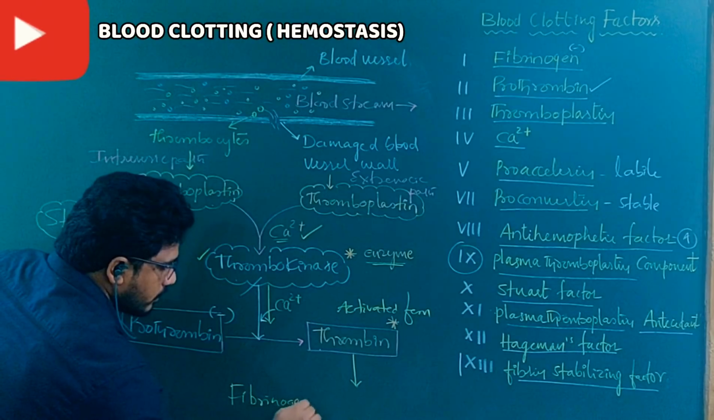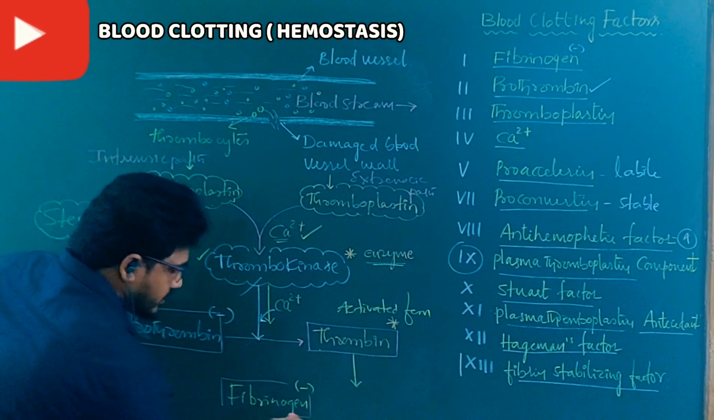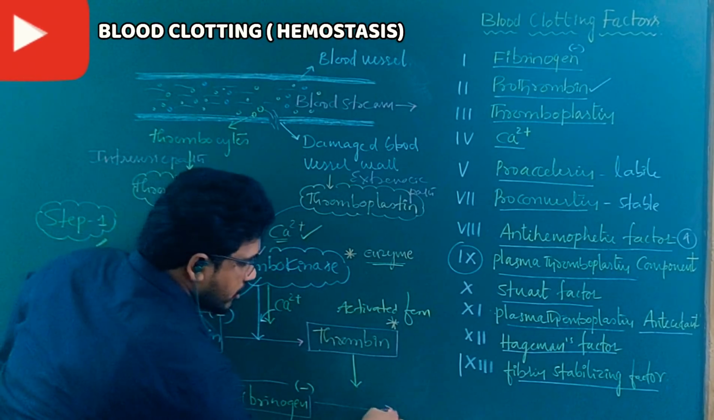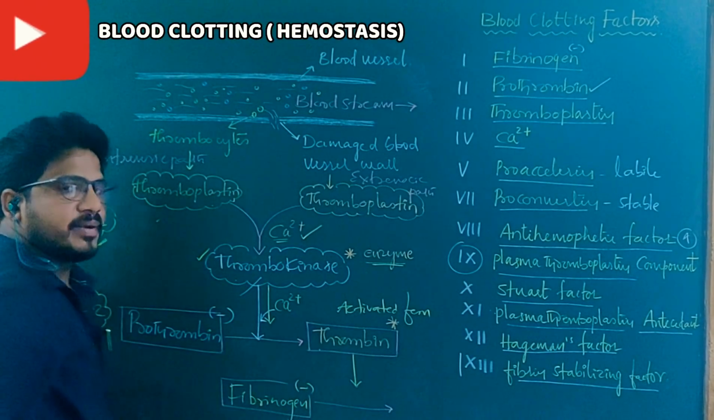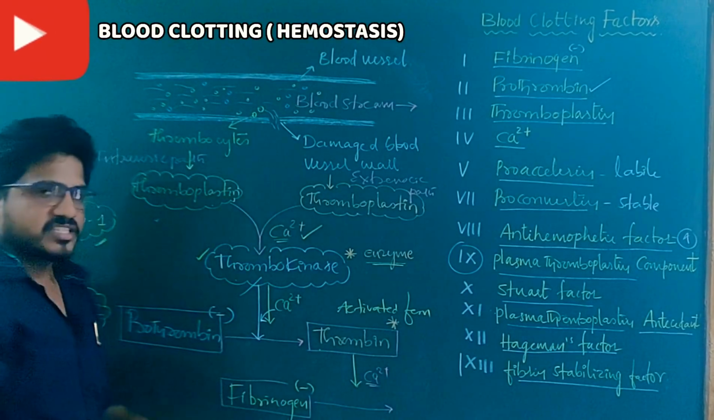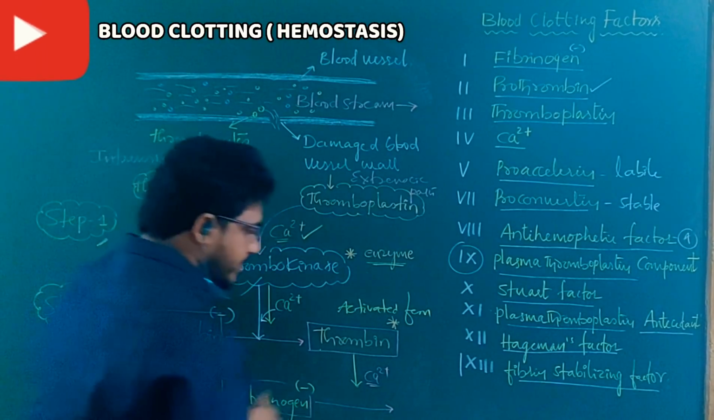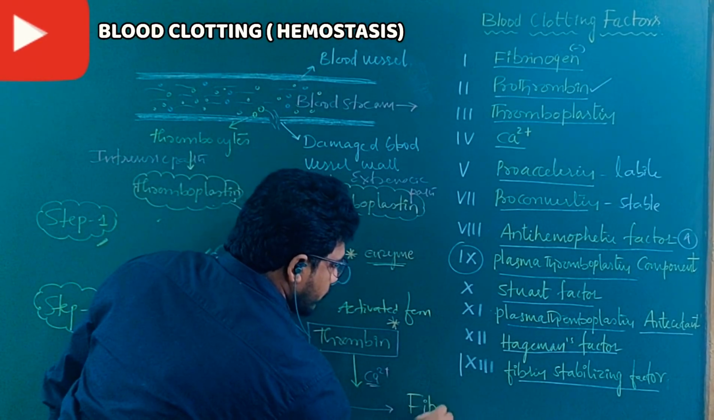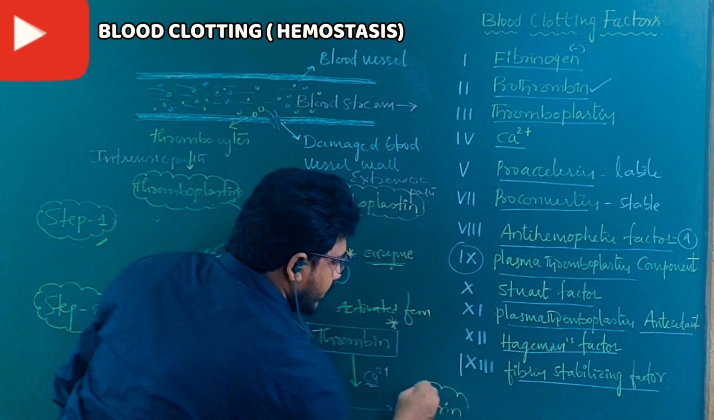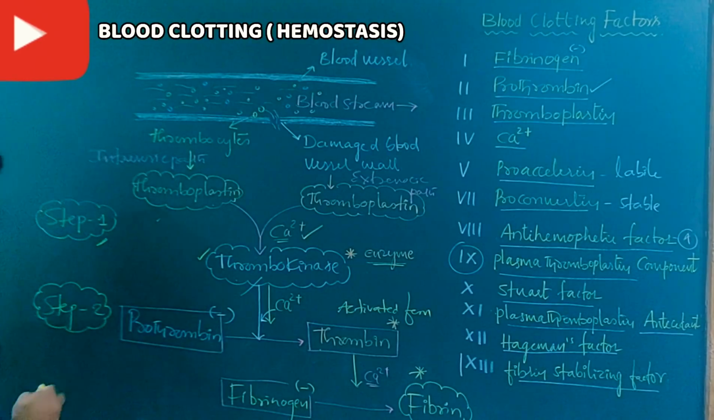Fibrinogen, which is the inactive form. This fibrinogen, under the action of thrombin, again here calcium ions are required. I told you calcium ions act at many places in this phenomenon. This fibrinogen becomes the active form called fibrin. Okay, this is step 3.